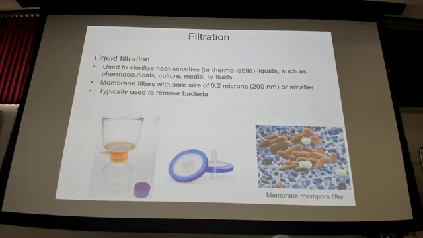Oftentimes these membranes are cellulose acetate or some similar membrane like that, and you can see how it's just trapping all of those bacilli and cocci bacteria on the surface.